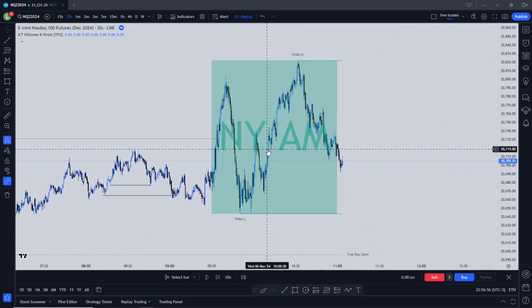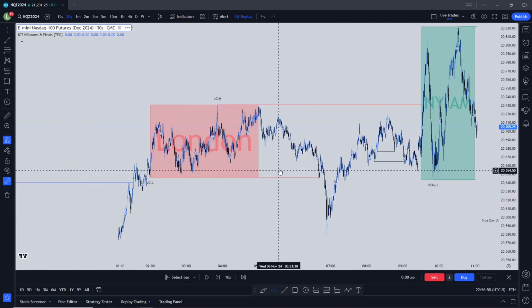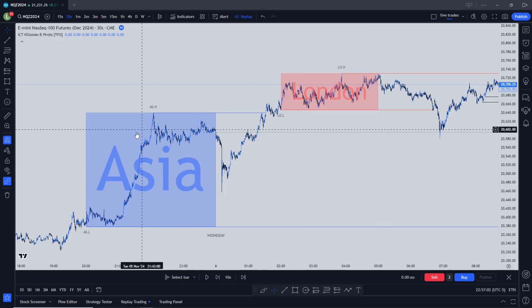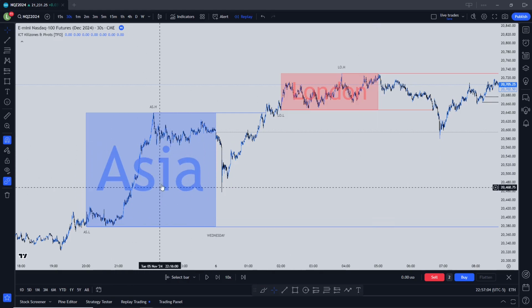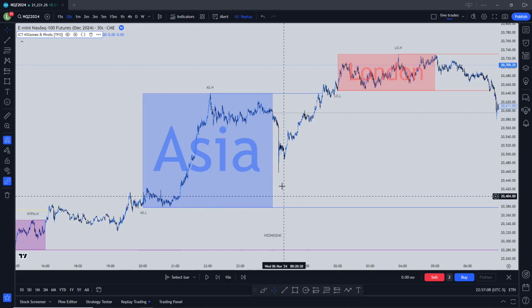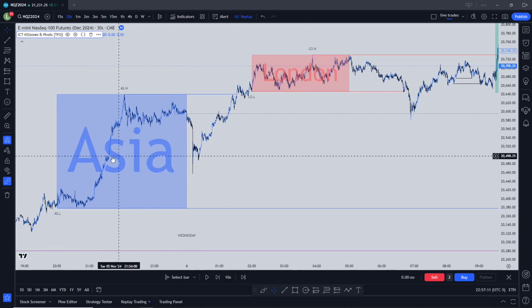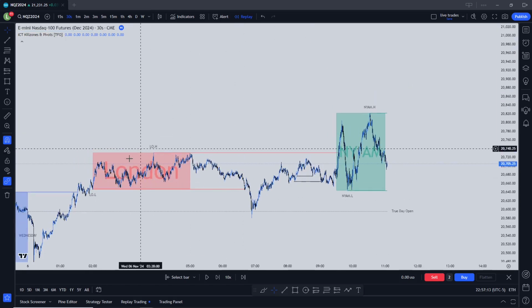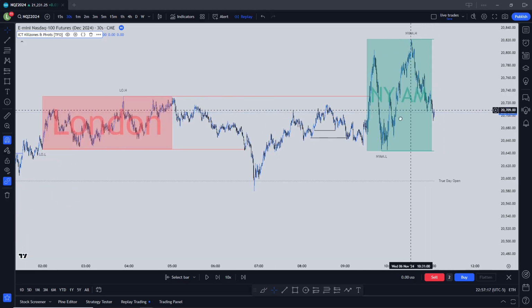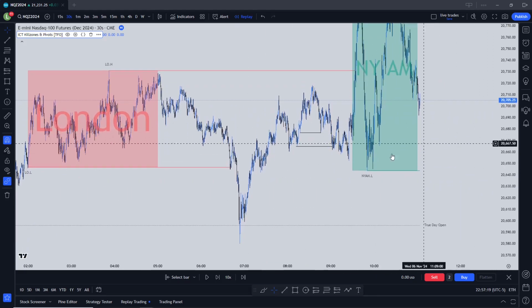So the whole point I'm trying to get across here is that in these kill zones, you get a lot better movement. Like, I know I said Asia's the smallest, so normally you don't get that big of movement. So this right here is not that normal, right? Normally London's bigger than Asia, but it's not every single time. But again, trading inside of these kill zones is a lot better than not trading inside of these kill zones.